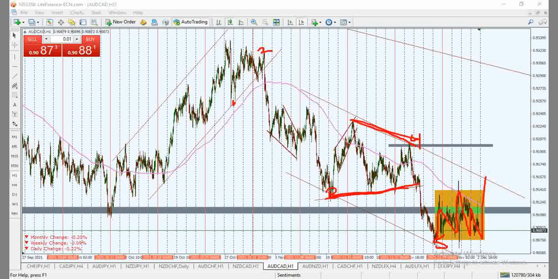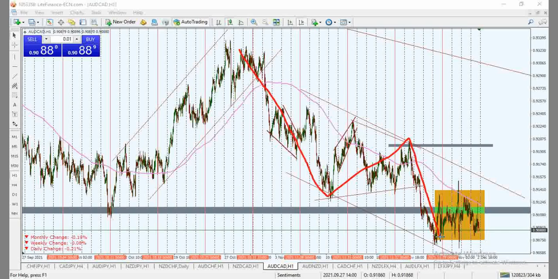So this could also be A, B, and then maybe A, B, C, maybe to the downside to complete before we look at new directions. However, I am more bearish on this one than bullish, and I'll just pass for this one.